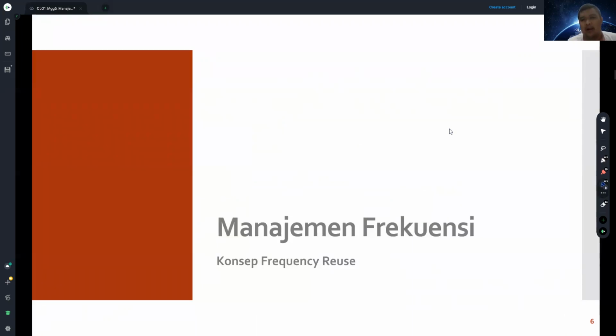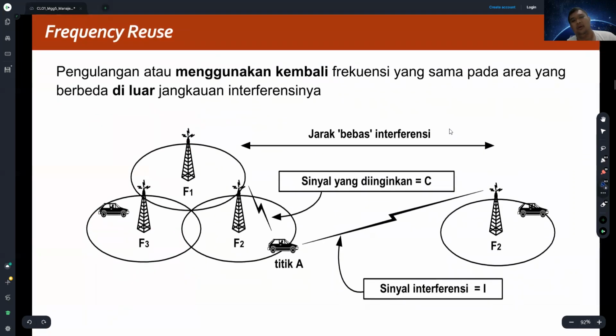One of the most used or popular methods to manage the frequency is what we call frequency reuse. Frequency reuse is, as the name implies, reusing the same frequency within different areas, outside of its interference area.